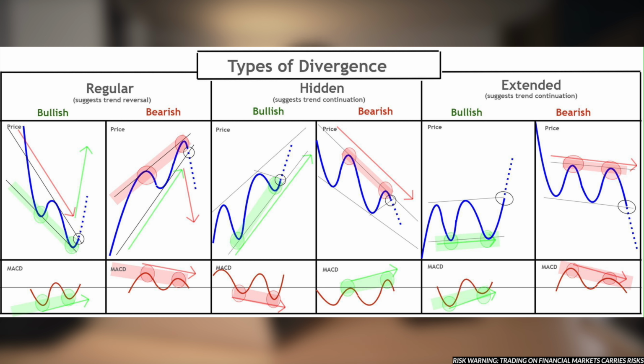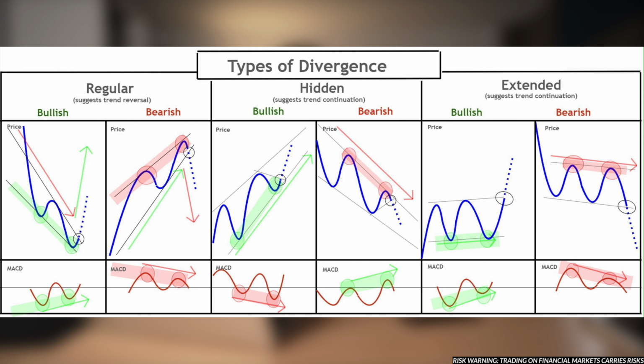In general, regular divergence signals the trend reversal. Other types of divergences, which are the hidden and extended, signal the trend continuation. And they are also called reverse divergence. Many confuse the convergence and the divergence, so let's clarify which is which.